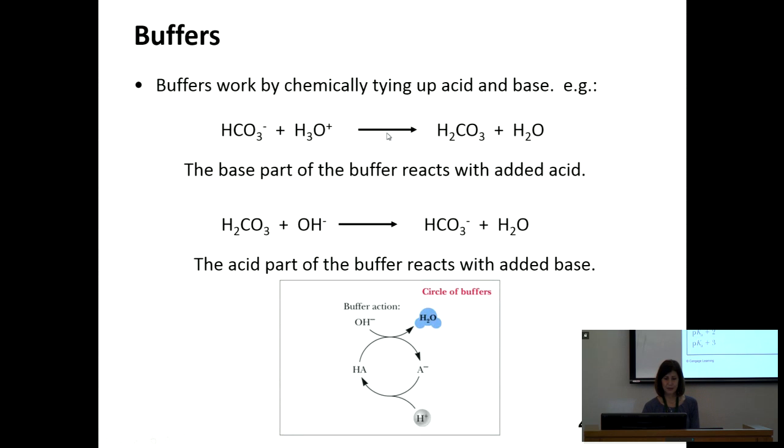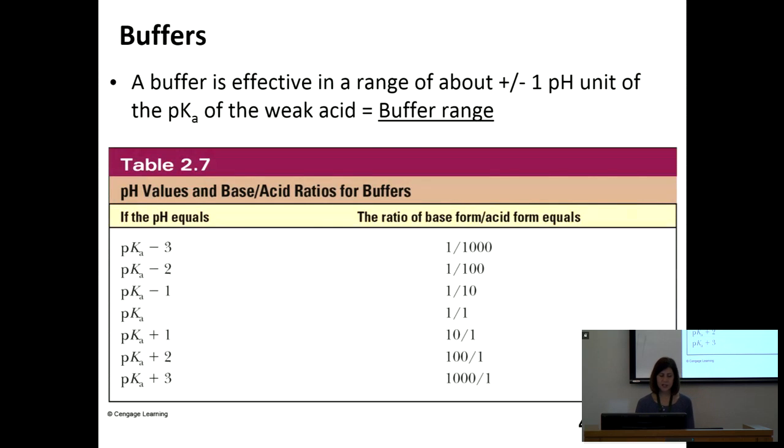Now, there's a limitation to a buffer. You have the pKa, where the ratio of the base to the acid is 1 to 1. Remember, we said pH equals pKa when they're equal amounts. But we will learn next time why it's only effective 1 pH unit above and 1 below.